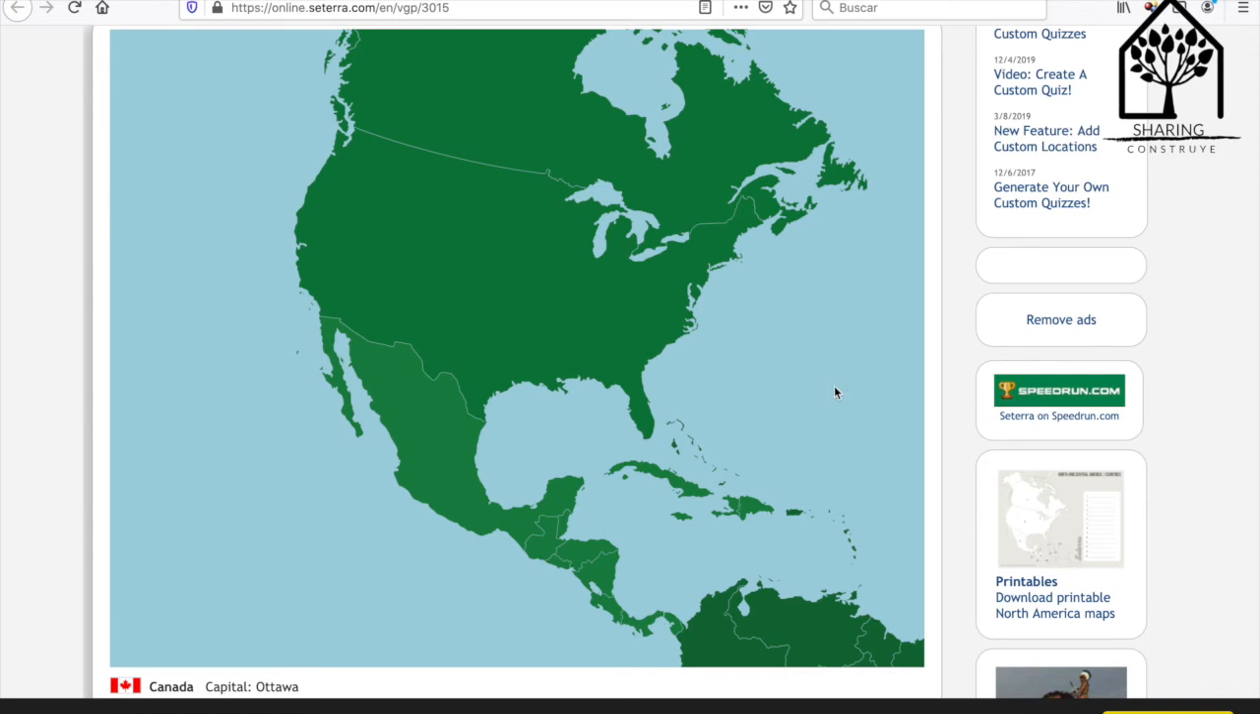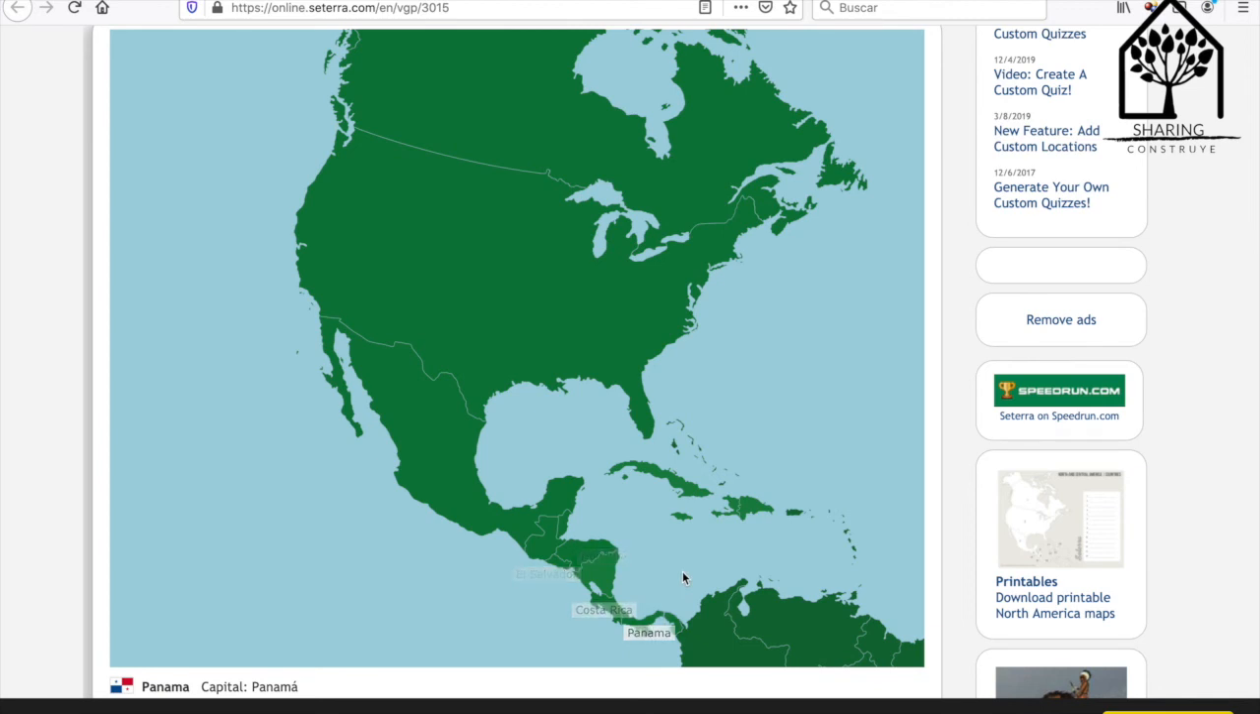Here are some of the most well-known ones for us: Canada, United States, Mexico, on the border with Mexico, Guatemala, Belize. Belize is a country where a lot of languages are spoken. The two main ones are Spanish and English. Then we have Honduras, El Salvador, Costa Rica, and Panama.